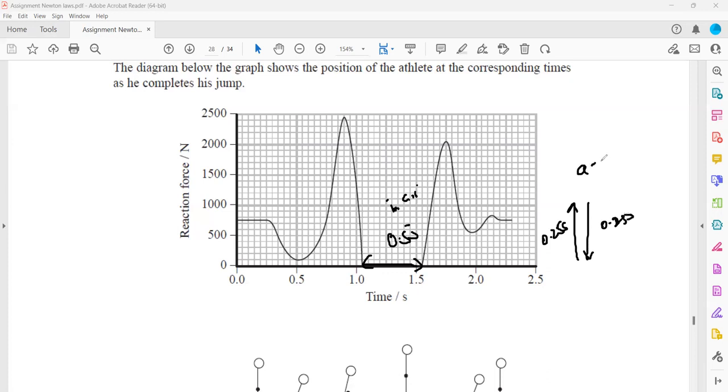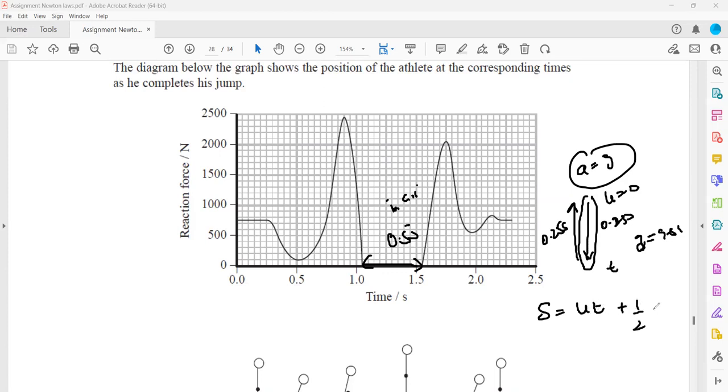And he will have an acceleration now, which is due to gravity, because he is not in contact with the surface. So his acceleration will be equal to gravity. If I take the second part of the motion, when he's coming down, I can say the initial velocity will be 0. Acceleration is due to gravity, which is 9.81. And I have the time, so I can use the equation of motion. So S equals ut plus half at squared, in which the initial velocity u is 0. So S equals half gt squared. So it will be half, the gravity is 9.81 and the time is 0.25 squared.